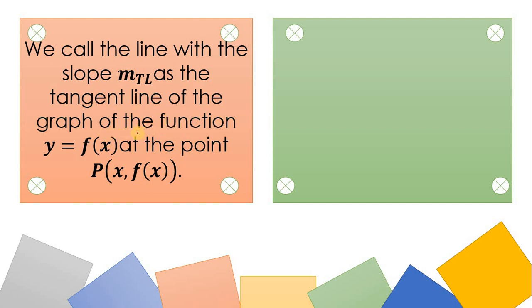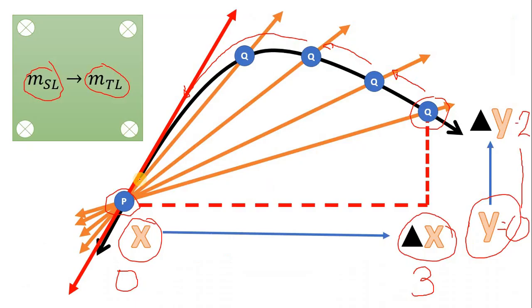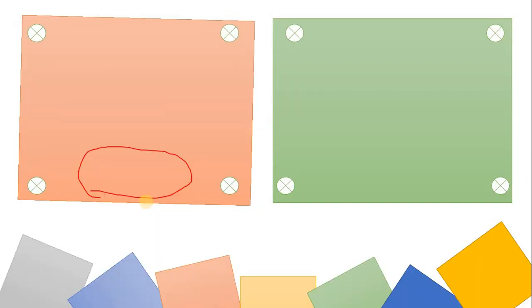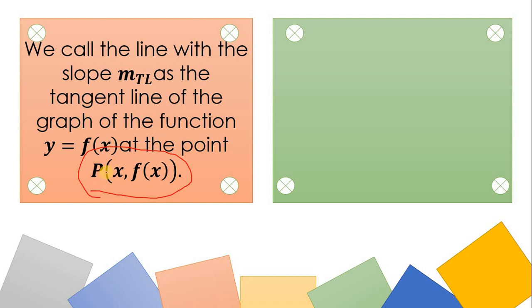Say for example, I have a function f of x at the point P of x, f of x. What is this P of x, f of x? This is the point of tangency. Let's go back to my graph here. This one is my P, the point P here. That is my point of tangency, and that's what I'm trying to say about P of x and f of x. These are your point of tangency.